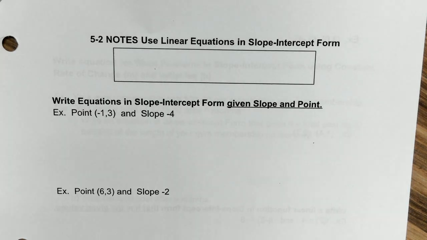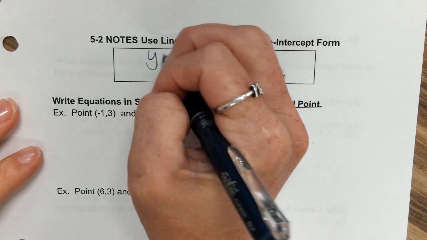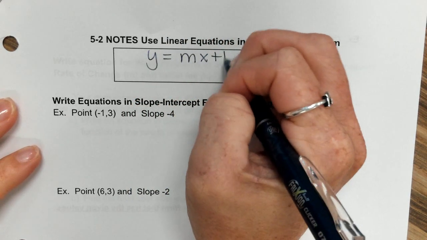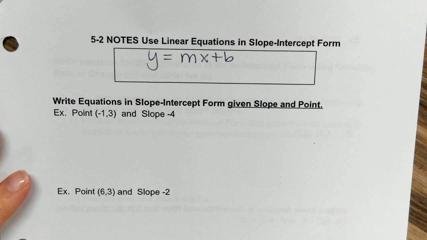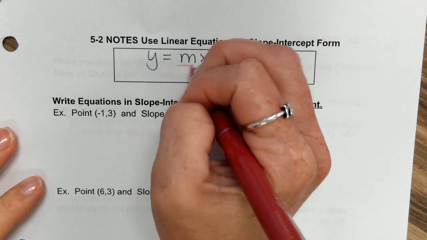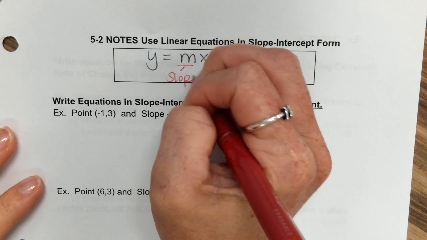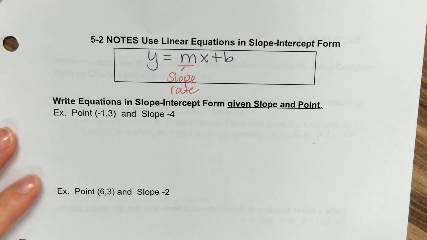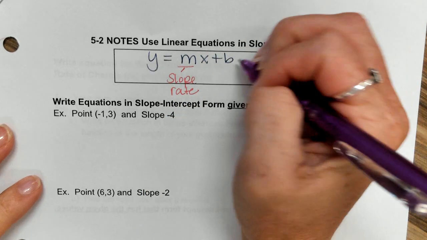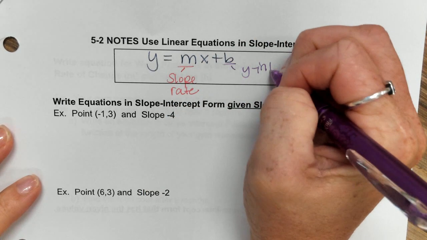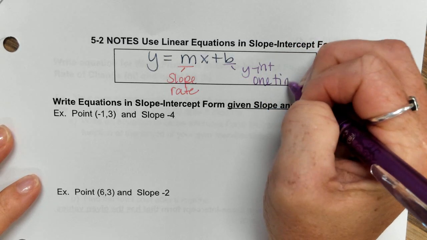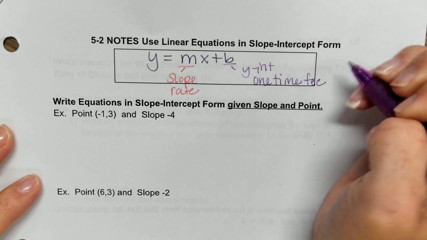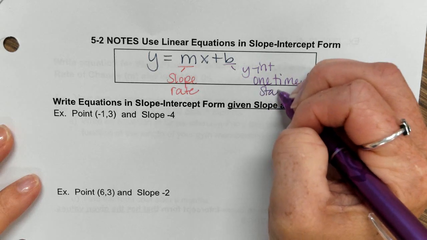Y equals mx plus b. Write it up here. What is the m? Also known as rate. What is the b? Also known as one-time fee or one-time initial fee or starting amount.